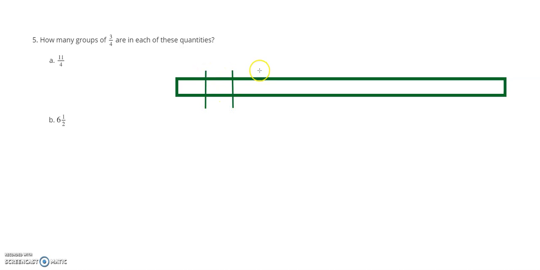One, two, three, 4, 5, 6, 7, 8, 9, 10. That gives us 11. 1, 2, 3, 4, 5, 6, 7, 8, 9, 10, 11/4.